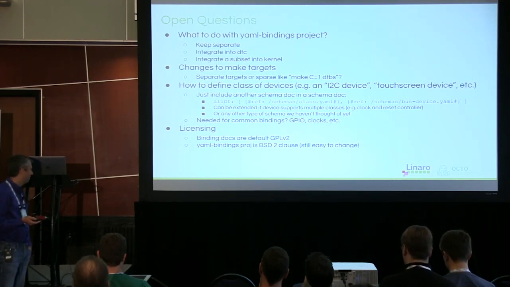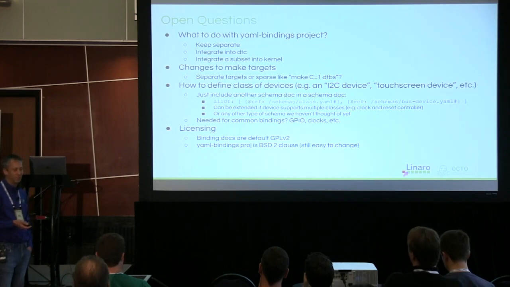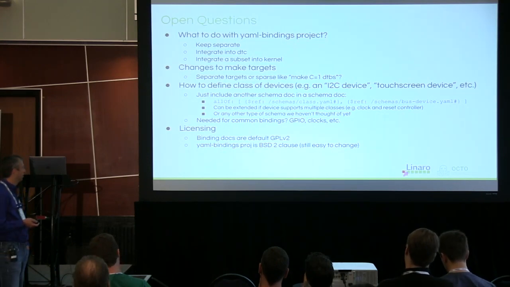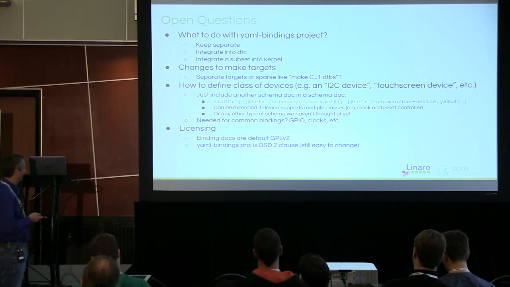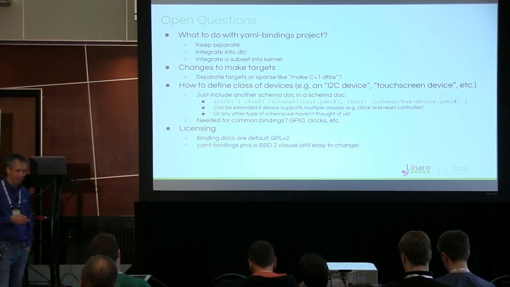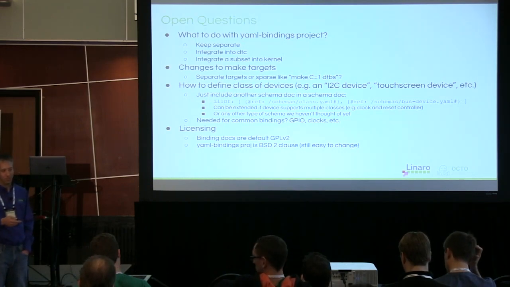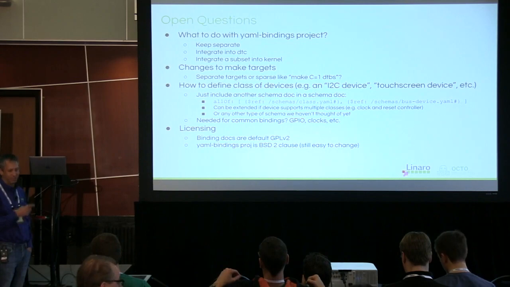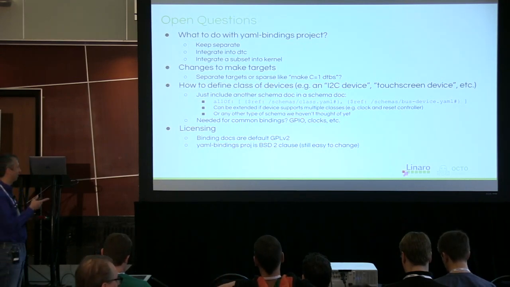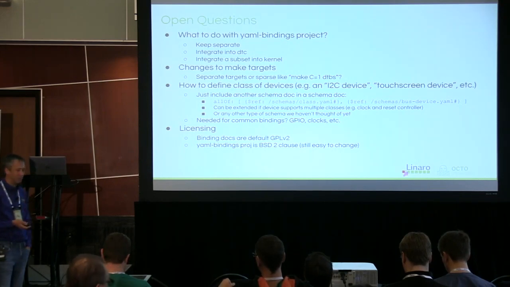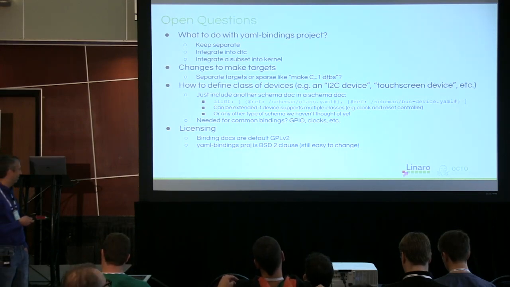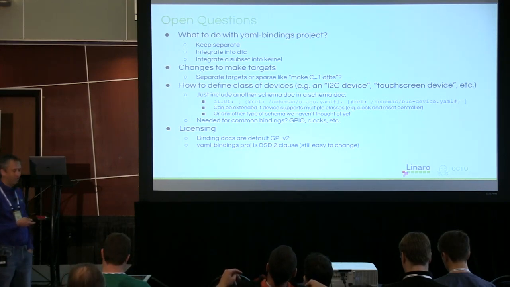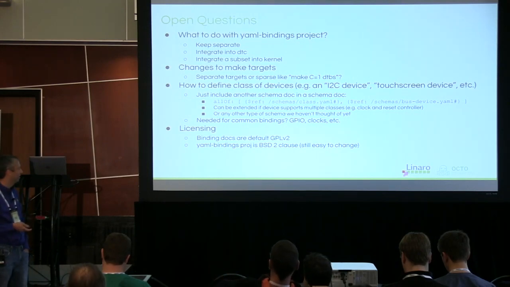Another question that's come up is how to define class of devices. So I had a couple options. I've basically decided that this is the only good option. The others were like using path or coming up with some list of keywords that then get mapped back to a schema doc. But I think the easiest, most flexible is at top level, you can have an allOf key and just include whatever other schema you want to include.